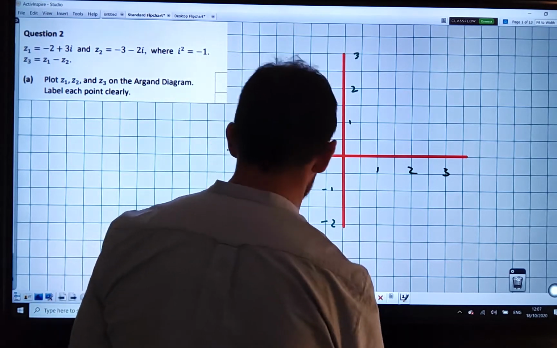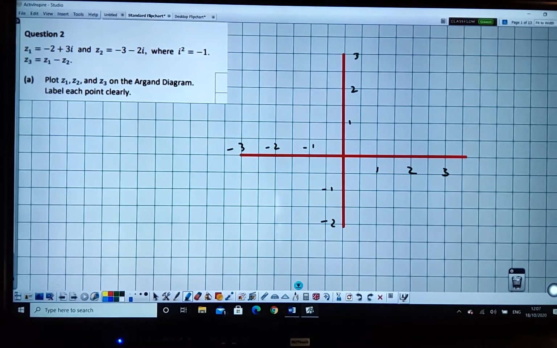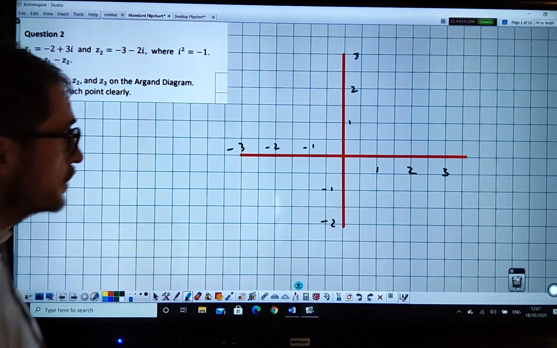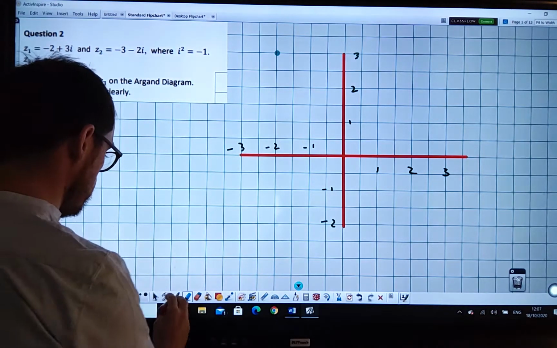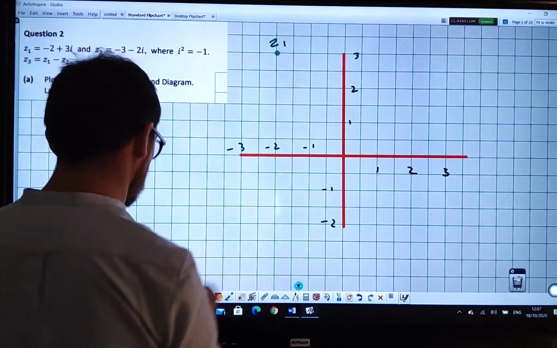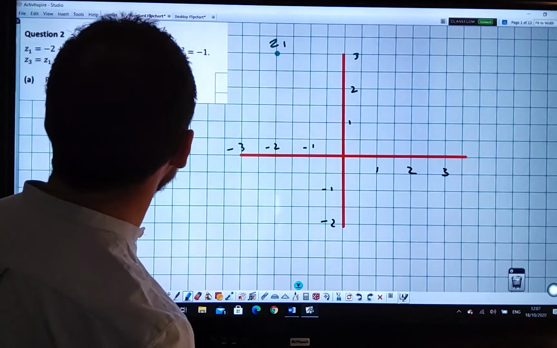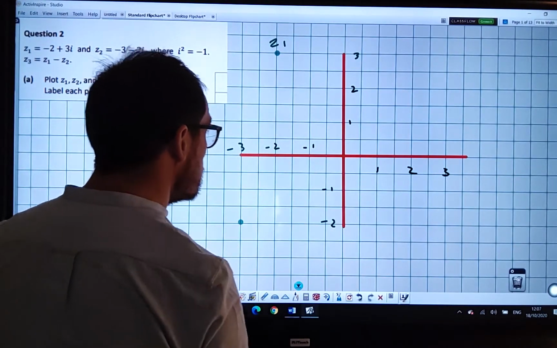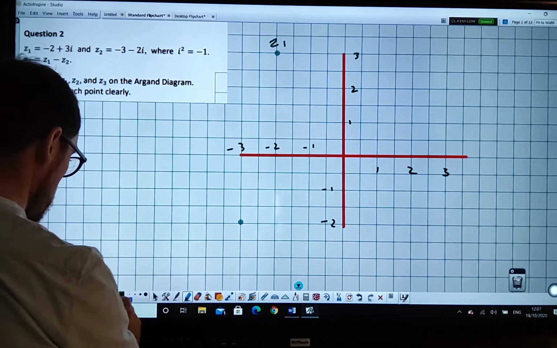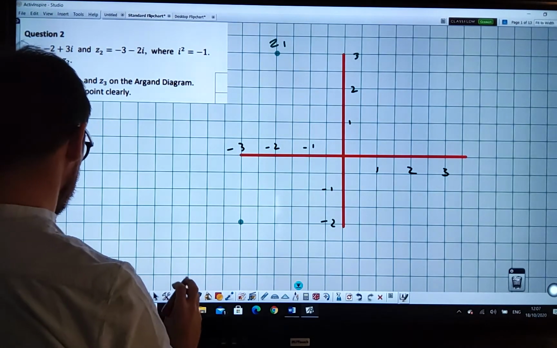Like so. And then what you're going to do is, so Z1 is minus 2 plus 3i. So you go to minus 2 plus 3, and you write Z1. Z2 is minus 3 minus 2i. So it's going to be there, and you write Z2.